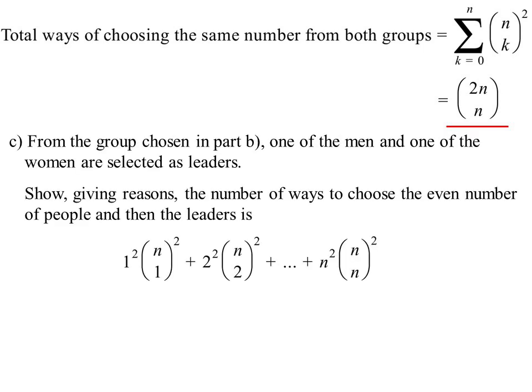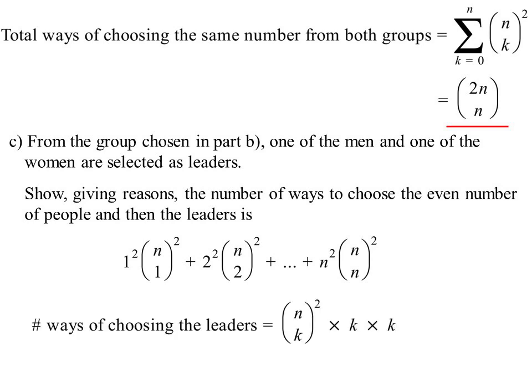But then they said, well, from the group chosen in part B, one of the men and one of the women will then be selected as the leaders. Show, giving reasons, the number of ways to choose the even number of people, and then the leaders is this. So the number of ways of choosing the leaders in each particular group. Well, if my group size is 2k, then I know it's going to be nCk squared. So I've chosen the group. But from the group, I now have to choose leaders. So there are k men, one of them is going to be a leader, so I've got k possibilities. There are k women, one of them is going to be a leader, so I've got k possibilities.